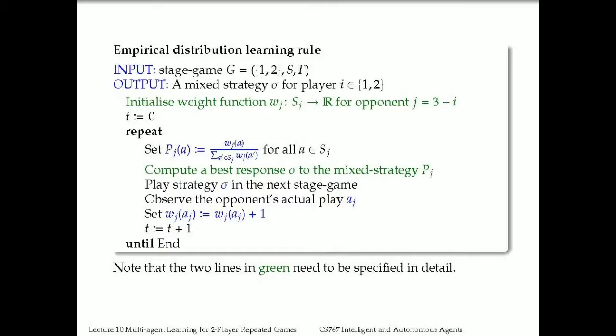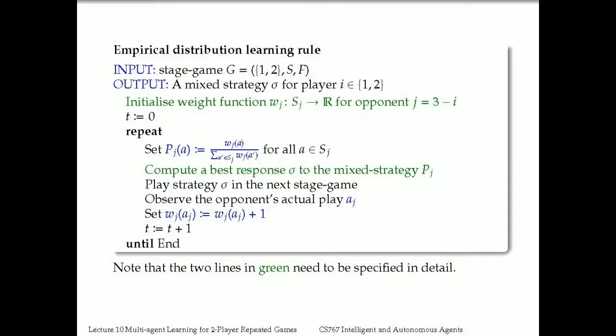So after this computation, the players would then enter the next stage game where our protagonist player I will play the strategy sigma, because that's the strategy that he believes will be the best response to the opponent for now, right? And then after playing this game, we will be able to observe the opponent's actual play, which is some action AJ. It could be that this is the same action as we predicted, or it could be a different action, right?